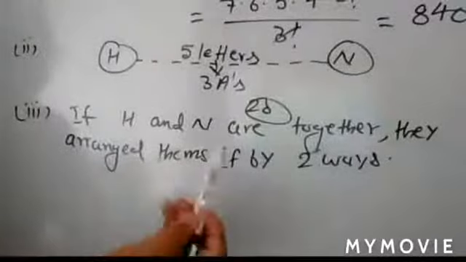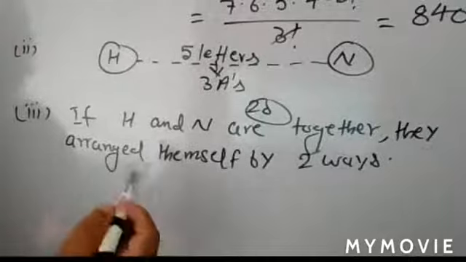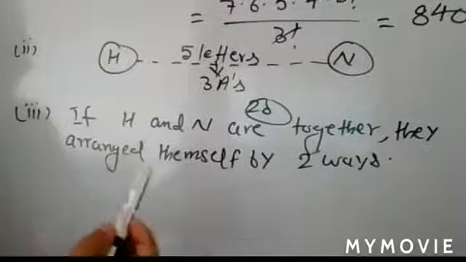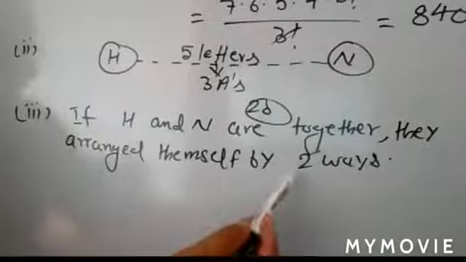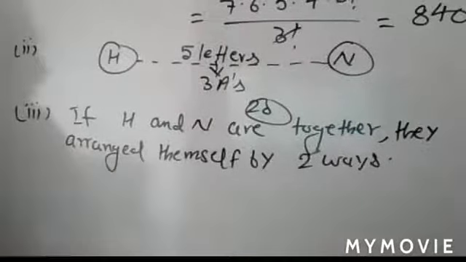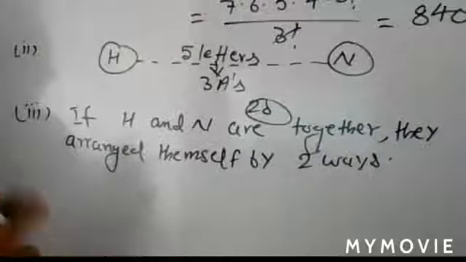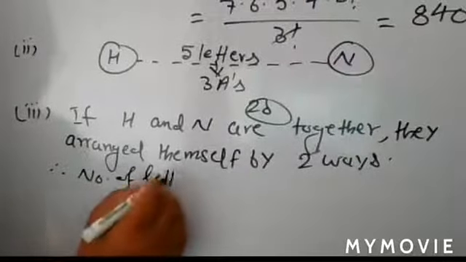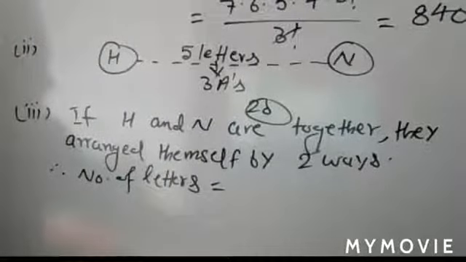How do you write 2 ways? In a word, either it is like HN, so many words are formed by taking HN, and other words are also formed in which NH is written there. So that's why you write that H and N arrange themselves in 2 ways. If H and N are arranged together, they are treated as one letter. Now you can write the number of letters. Is it clear?